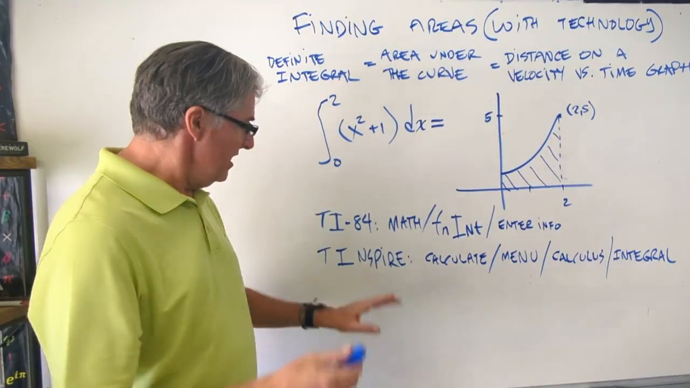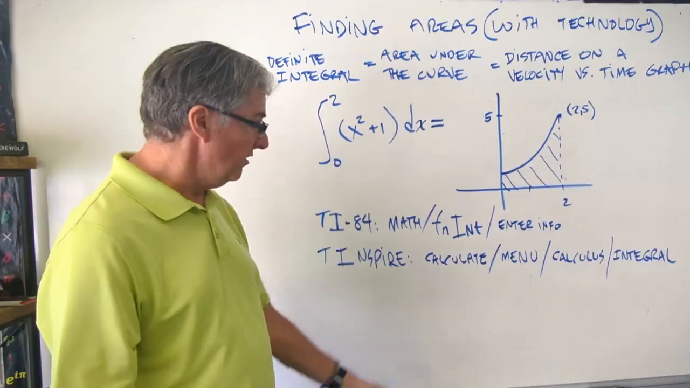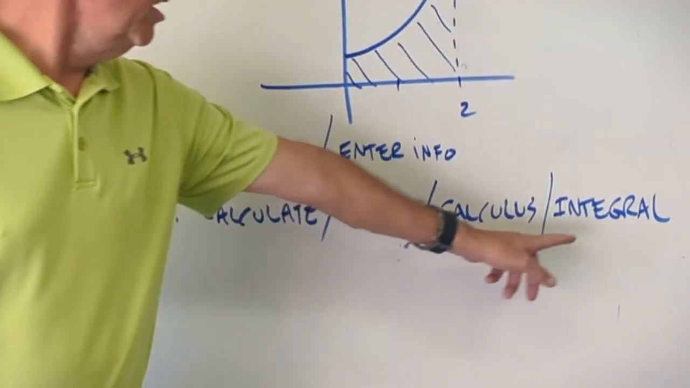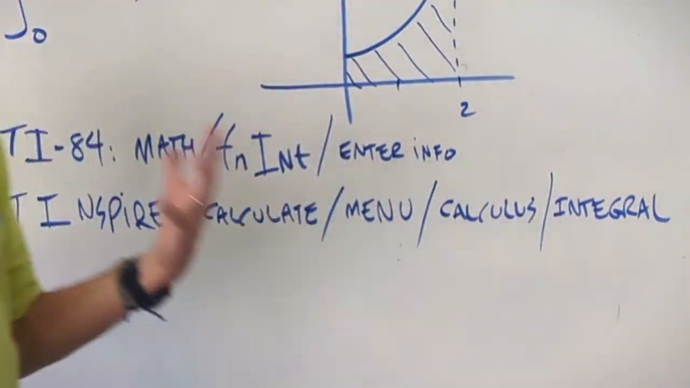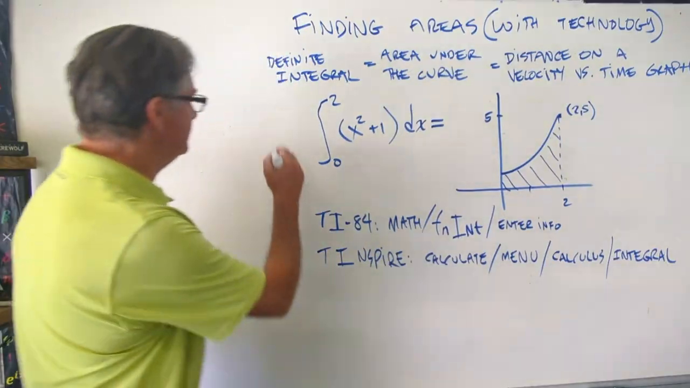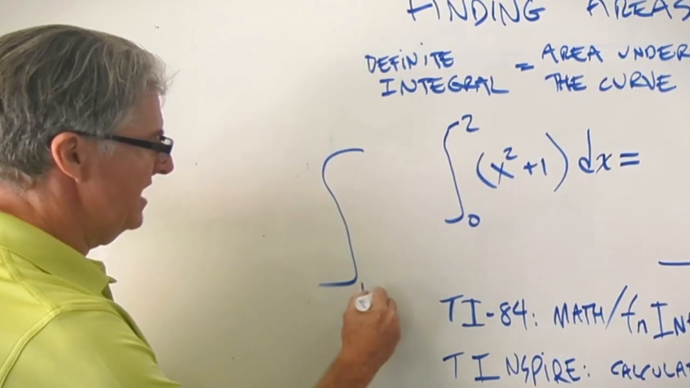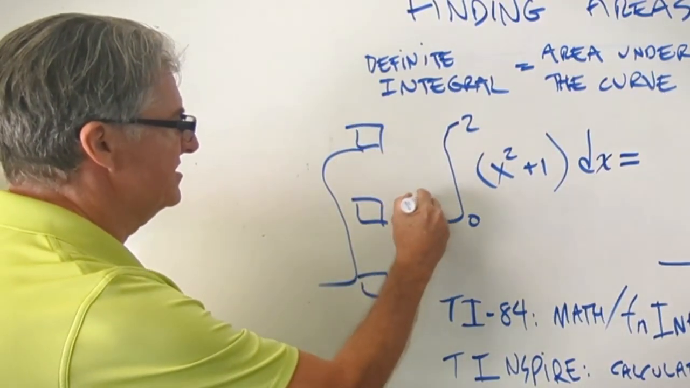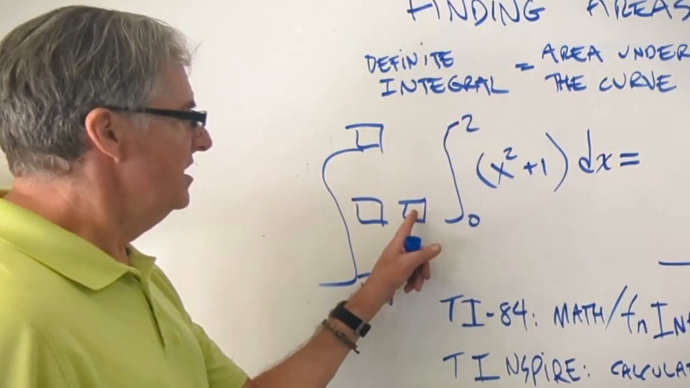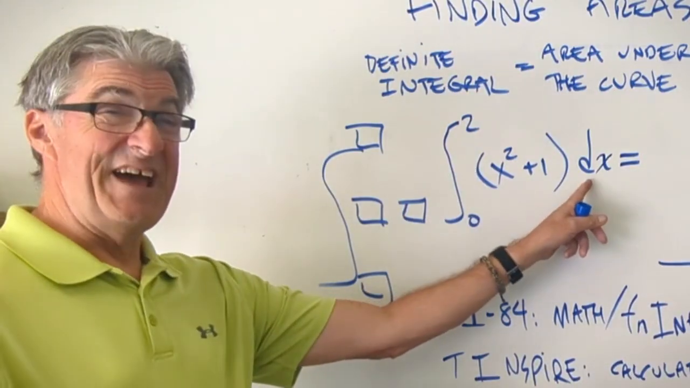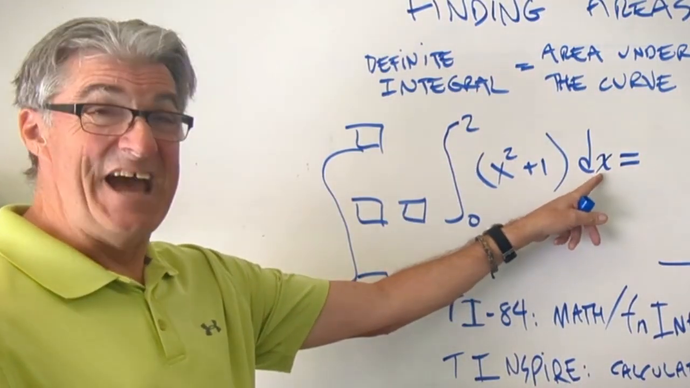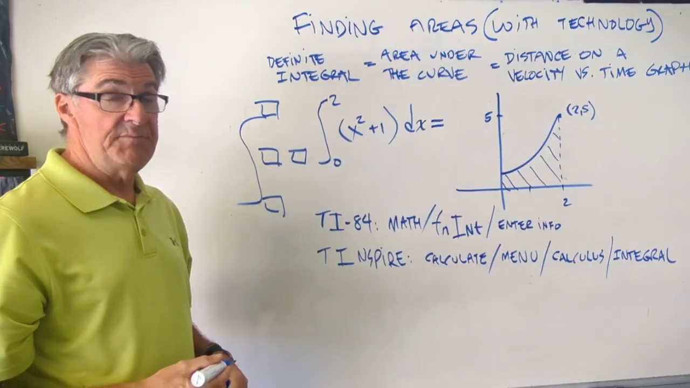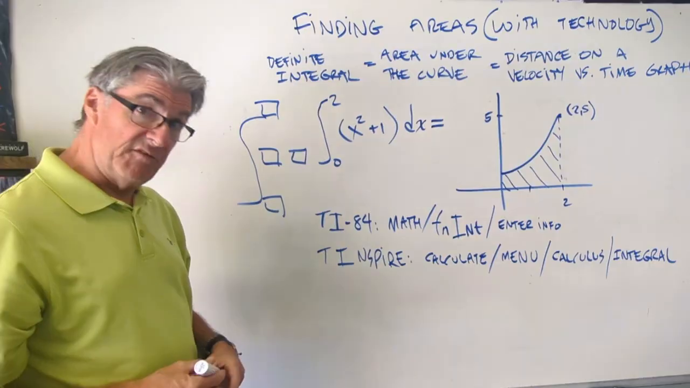Now on the Nspire, it's a little different click path, but it's the same result. You want to get into the calculate section, press menu, select calculus, go to integral, and then it's going to be the same thing. You're going to get something like this. It has a little box there, a little box there, a box there, and a box there. And you just put in your information. And the box that's there is for the x. So you do want to say dx. You're saying you're integrating this function with respect to x. So that's an important piece of information that you need to provide.